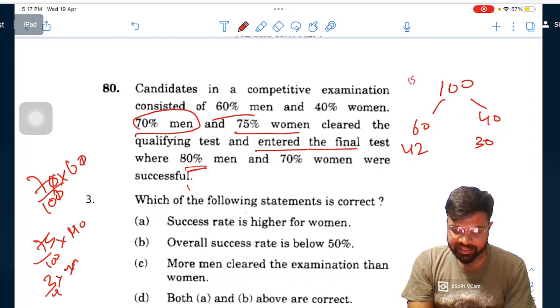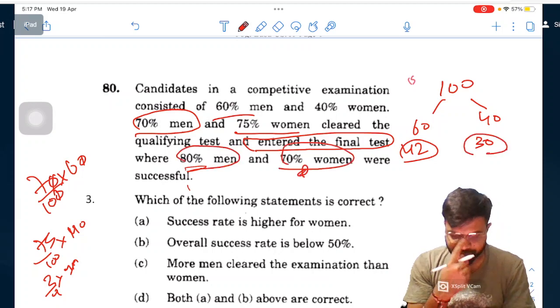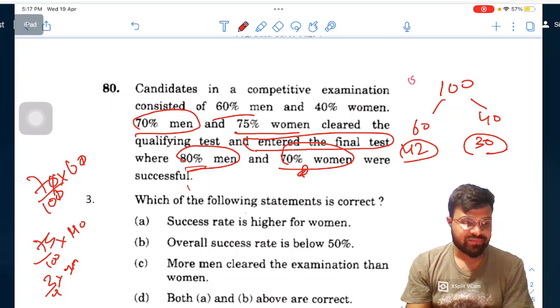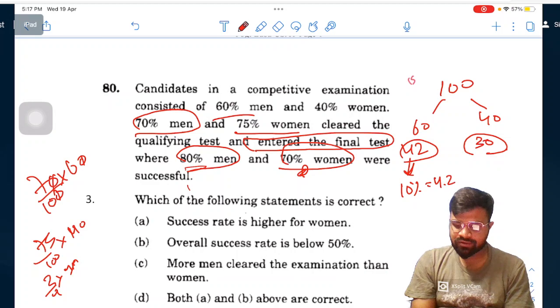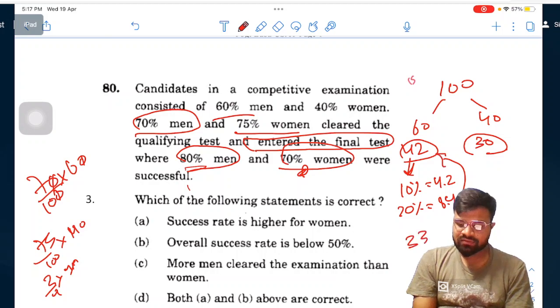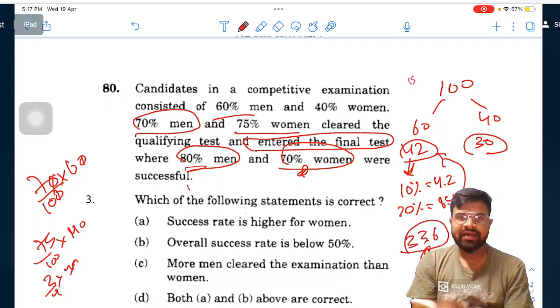They cleared the qualifying test and entered the final test. 80% of men and 70% of women were successful. So now we have to find 80% of this number. 10% of 42 is 4.2, so 20% will be 8.4. When you subtract 8.4 from 42, you get 33.6, which is 80% of this number. This is how it should be done in an easy way.